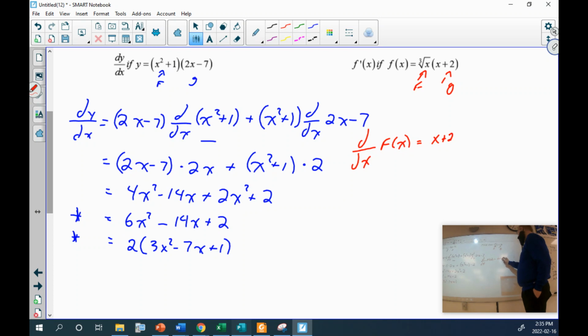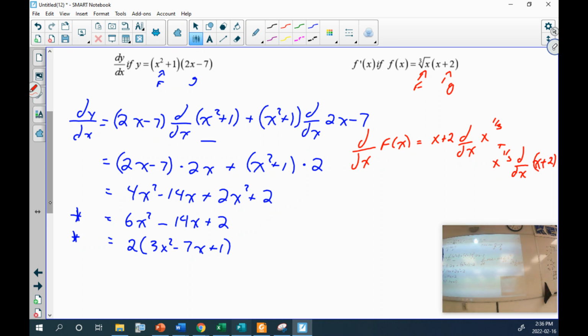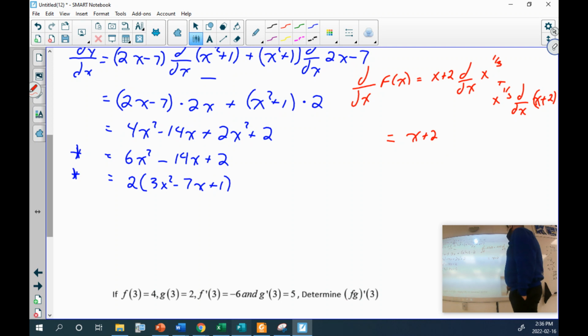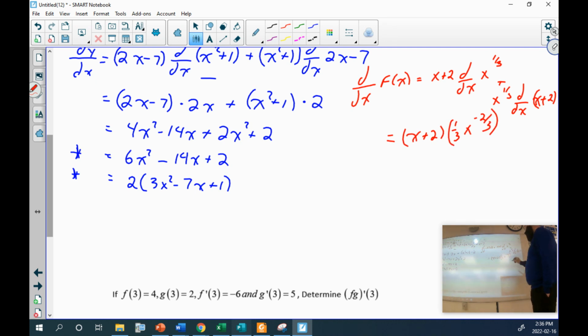x plus 2 times the derivative of x to the 1/3, plus x to the 1/3 times the derivative of x plus 2. So the x plus 2 stays the same, times 1/3 x to the negative 2/3, plus x to the 1/3 times 1.